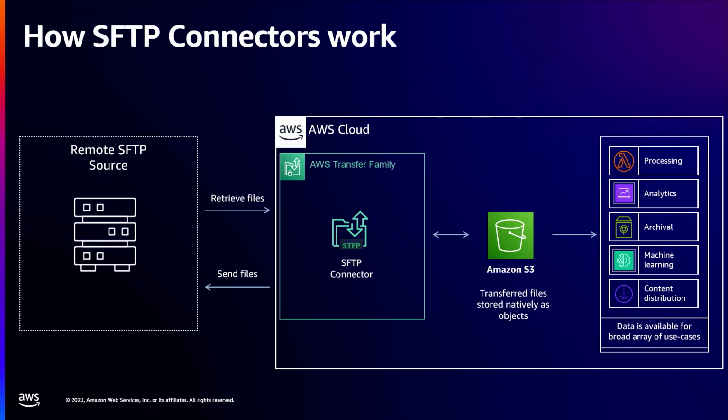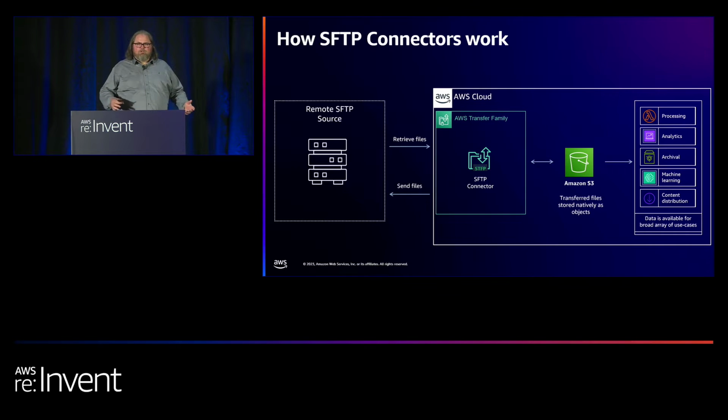So I just want to dive really deep into how SFTP connectors work. So a connector is ultimately a CLI or API that you can call. And what's happening when you call that is you're either sending files out, you can specify a list of files to send out, or you can specify a list of files to retrieve. So this is a managed client operation. And those files are going to either be persisted into S3 after we've retrieved them from wherever you told us to get them from, or they're going to be pulled from S3 and sent out.